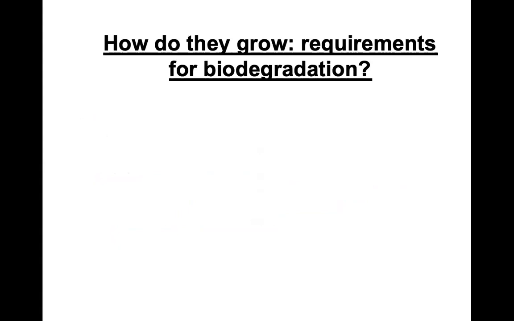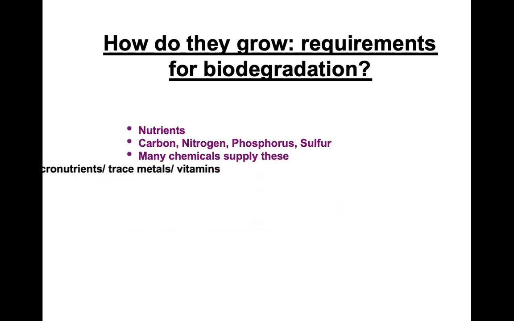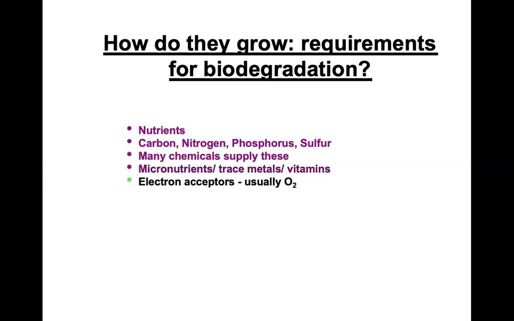How do they grow? Requirements for their biodegradation: they need nutrients, carbon, nitrogen, phosphorus, sulfur, which many chemicals supply, and micronutrients, trace metals, vitamins, because if you want to grow them in the laboratory, you have to offer lots of nutrients as well as vitamins and other related materials so that you can grow them and they can replicate. And they use electron acceptors, usually oxygen for aerobic microorganisms. You must supply oxygen aeration during the culture.